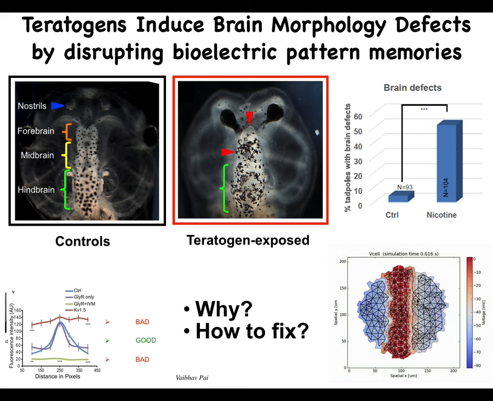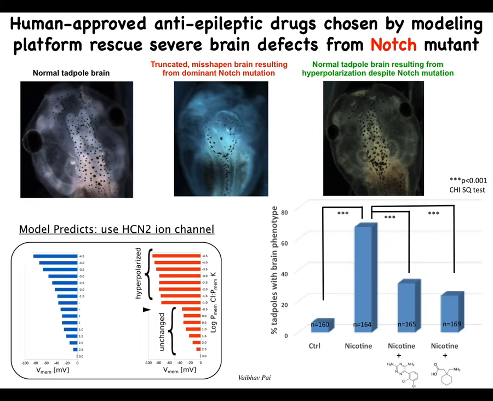And so we created a model. Alexis Pajtak in our center created this computational model where the voltage pattern is what tells the brain what size and shape to be. And so then we were able to see that basically what happens in these teratogen exposed embryos is that the bioelectric pattern is all wrong. And so then the question is, how do you fix it?